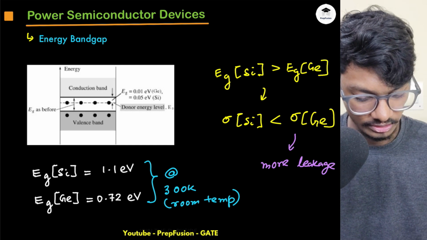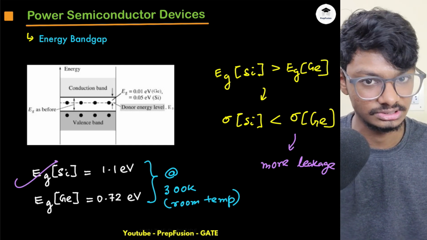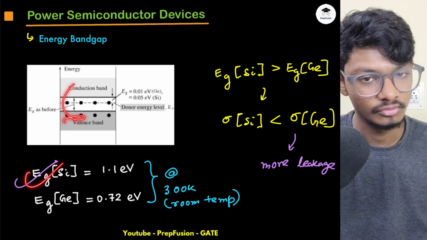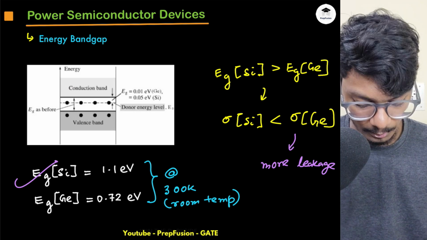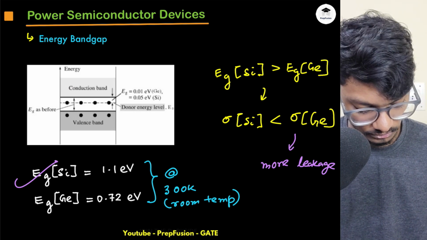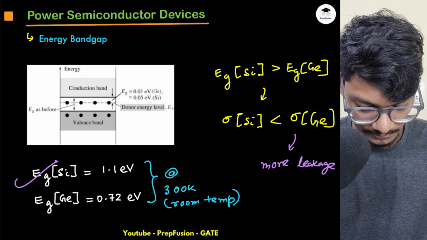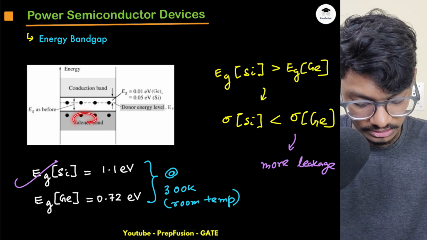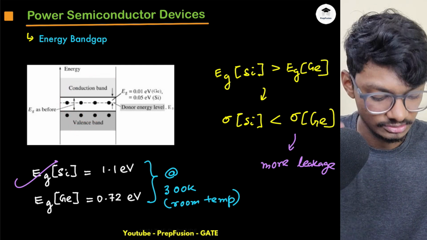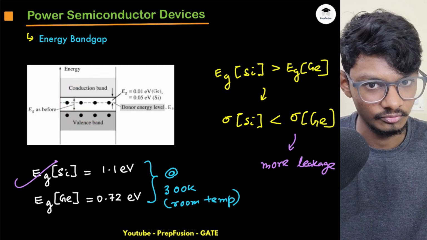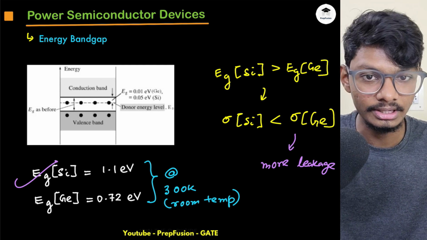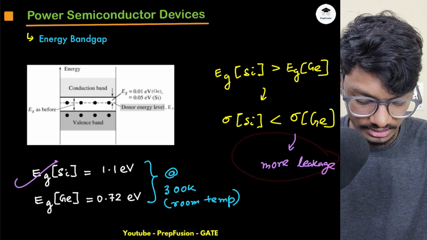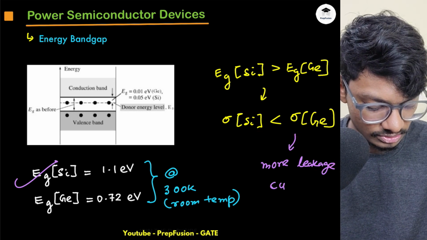So even if I give silicon 0.72 electron volts of energy, its electrons won't move. But if I give germanium 0.8 electron volts, electrons will go from valence band to conduction band. We don't always want that. We want to flow current, but by giving some control, and then it can flow. So basically germanium has more leakage current. This is also another reason.